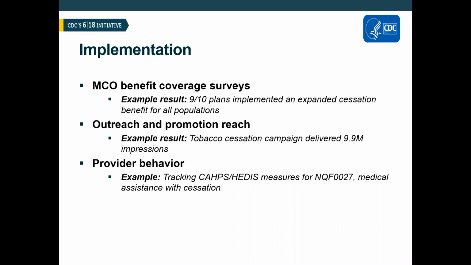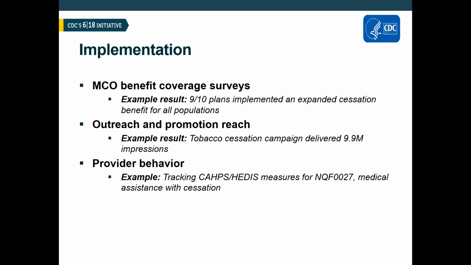These are some examples of how states tracked things related to implementation. So there are three examples given here. The first is MCO benefit coverage surveys. So that might be a state going to their different MCOs and understanding what the current state of coverage is, both what's in writing and what the MCOs actually do in practice.